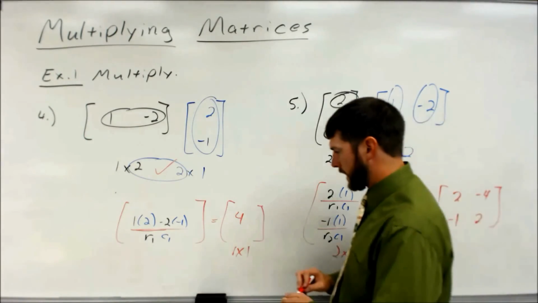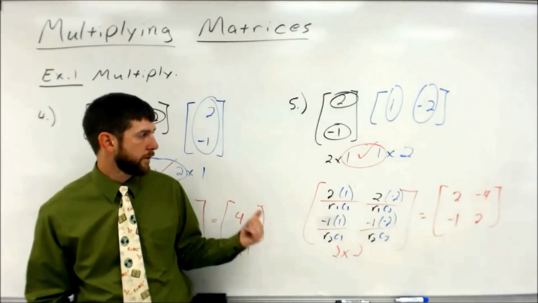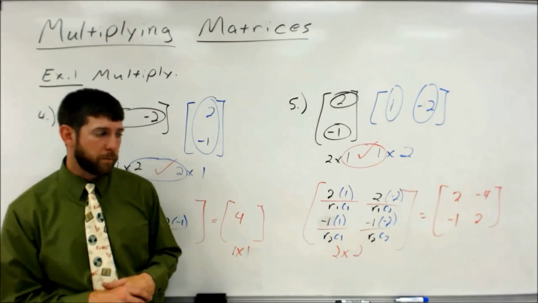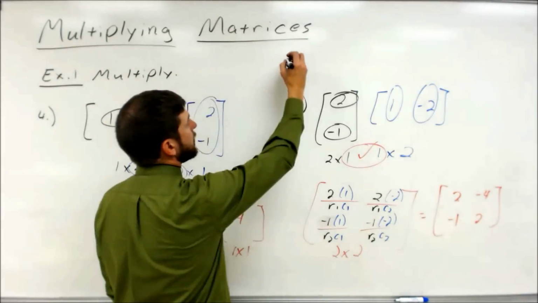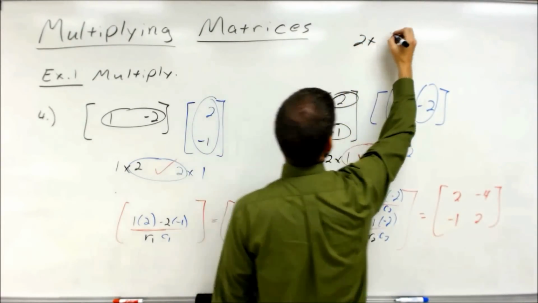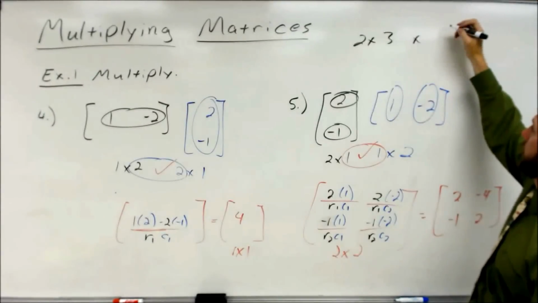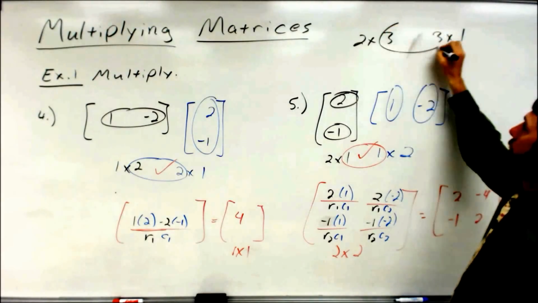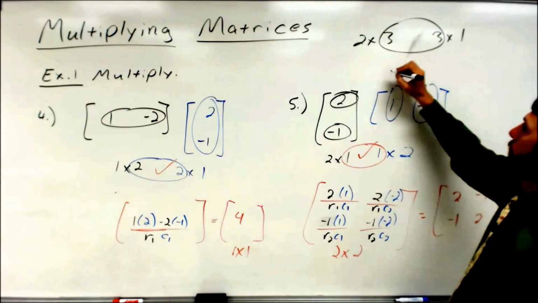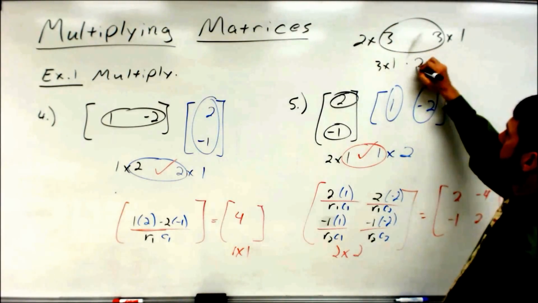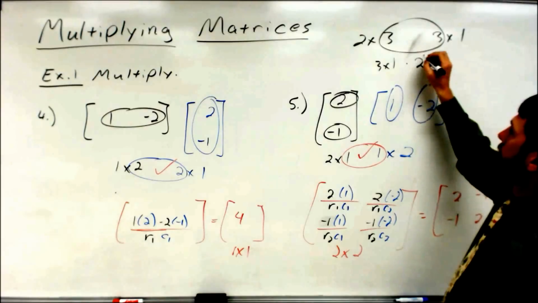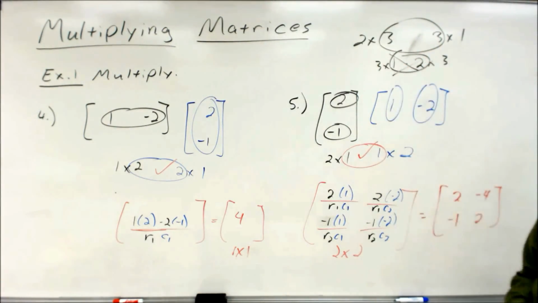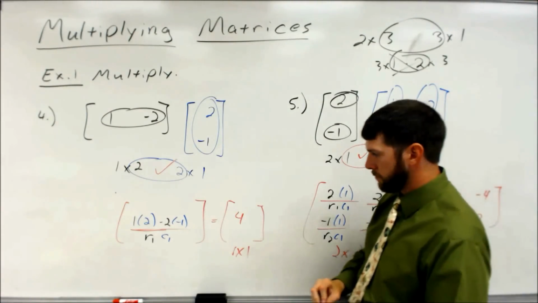So what this shows us is that if we change the order that we multiply in, we get different matrices. Sometimes it's not even possible. Say I had a 2 by 3 matrix times a 3 by 1 matrix. Well, as we can see here, we can multiply, but if I flip the order, the 3 by 1 times the 2 by 3, here we can't multiply because the number of columns from the first matrix doesn't match the number of rows from the second.